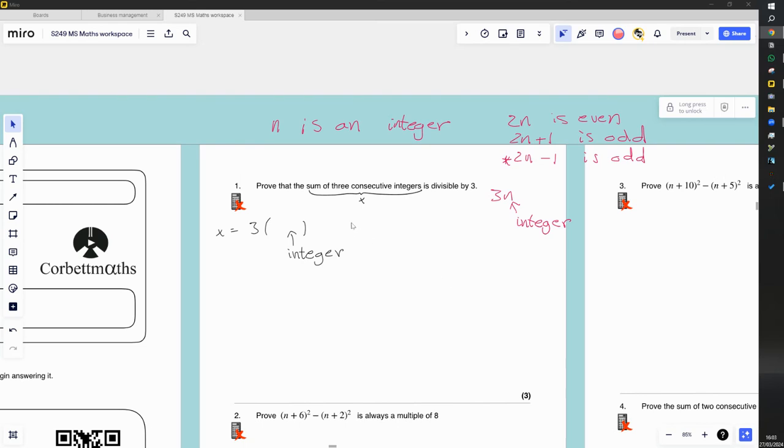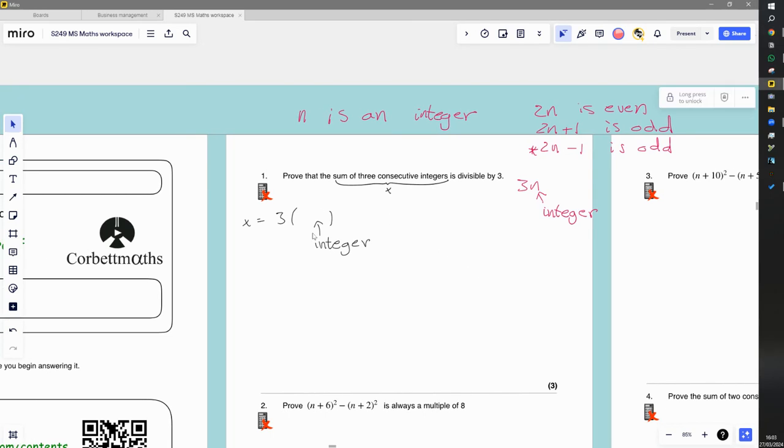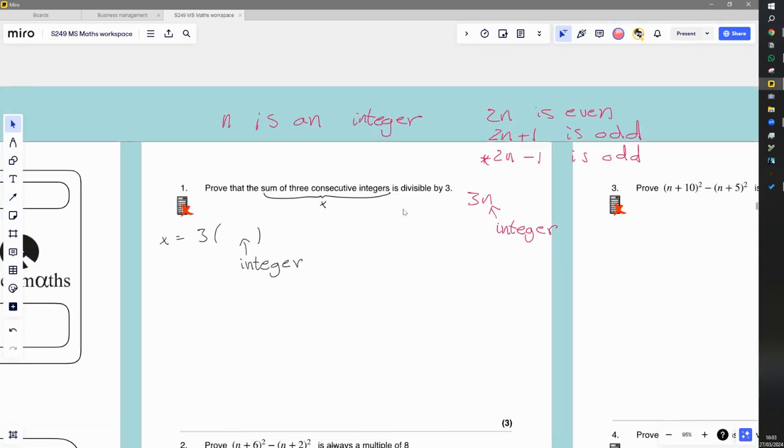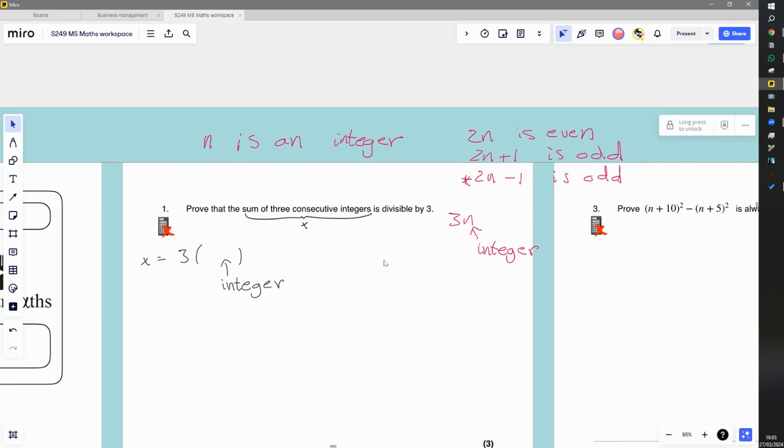Okay, so we've got these questions here on algebraic proof. Most algebraic proof tends to be all about odd and even numbers. This one is a different one to that, but if we say that n is an integer, any integer, then 2 times n is guaranteed to be even.